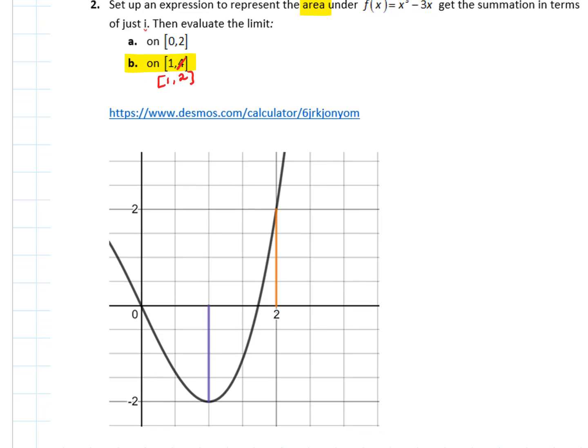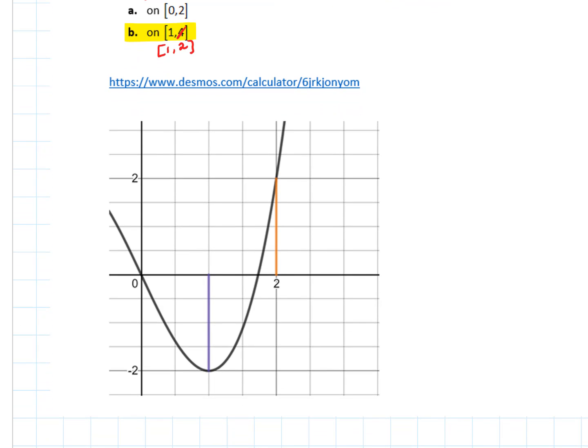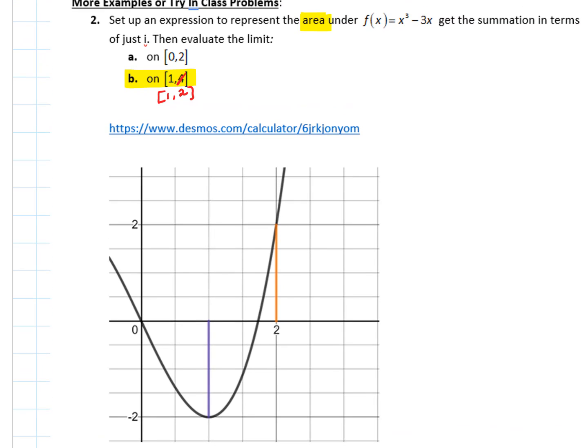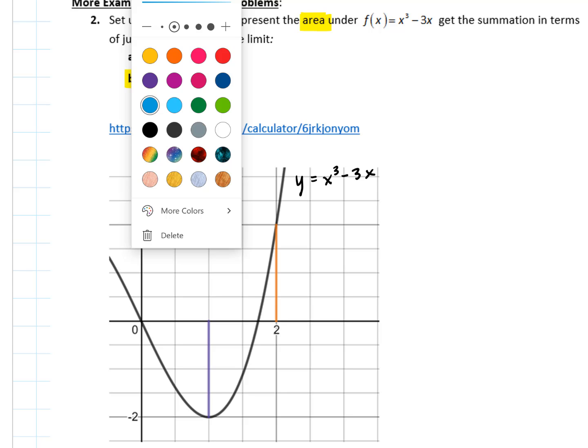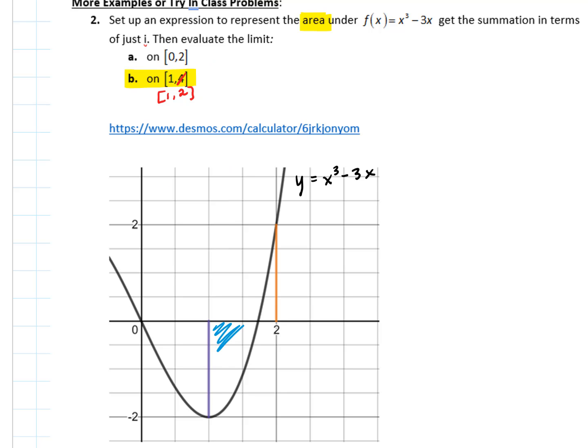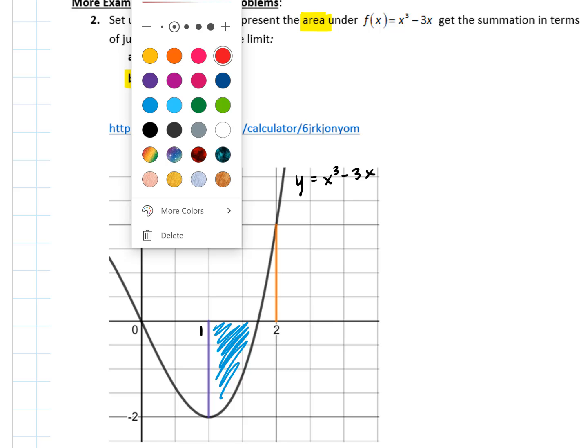The reason I want to go from 1 to 2 is because, as you can see, this is the curve of the function, y equals f of x, which is x cubed minus 3x. What you can see right here, and I'm going to do it in 2 different colors, underneath the x-axis, notice that there is area both under the x-axis and area above the x-axis.